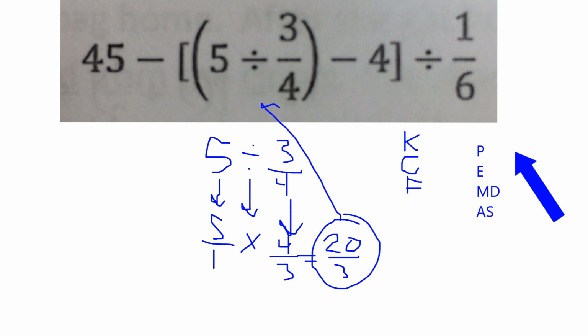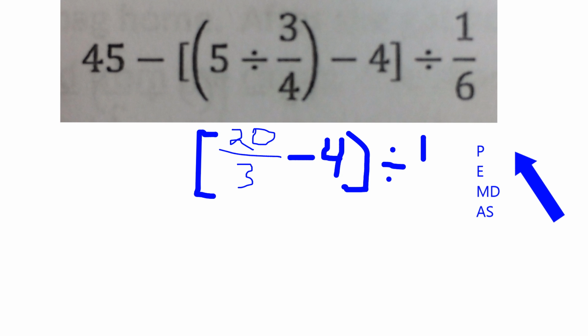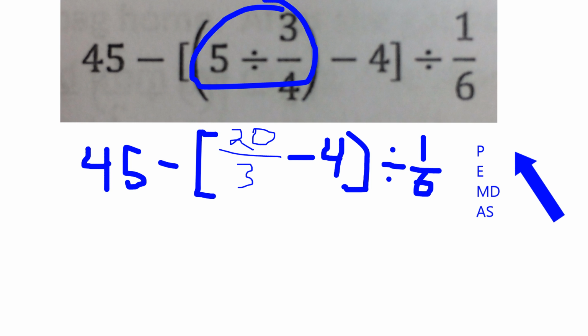So what I'm going to do now is erase that and substitute. Now I have 20/3 minus 4 in the brackets, then out here divided by 1/6, and over here. All I'm doing is just rewriting my equation, which is always a good habit to get into. So basically we've taken this right here and we've turned it into 20/3. That's what we did in the last step.